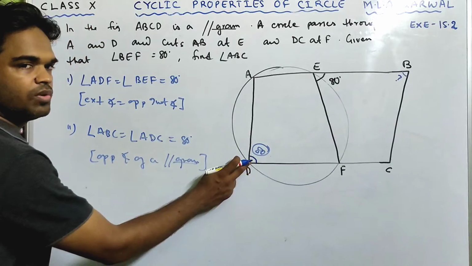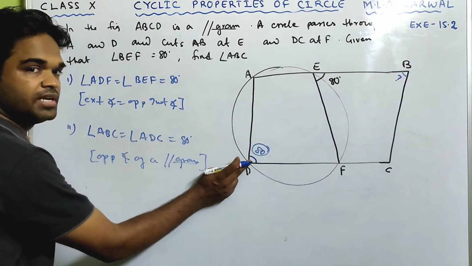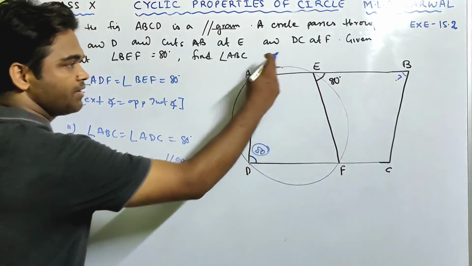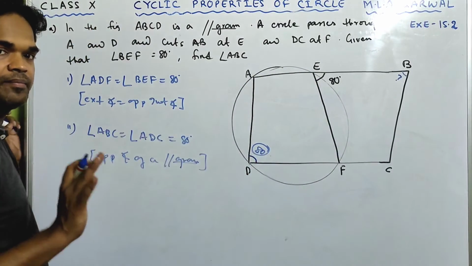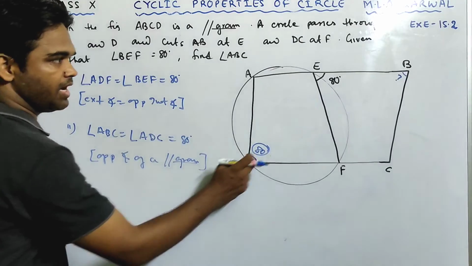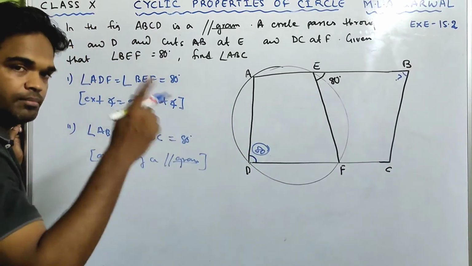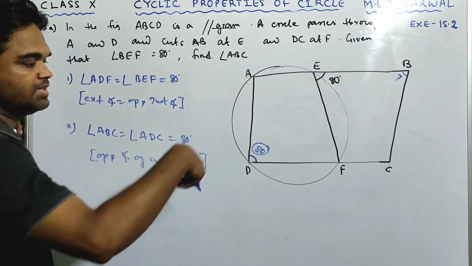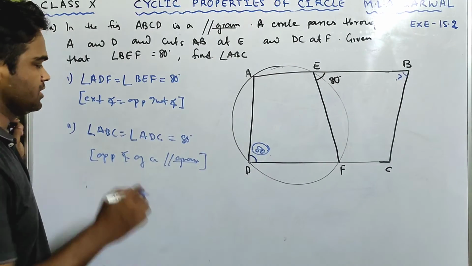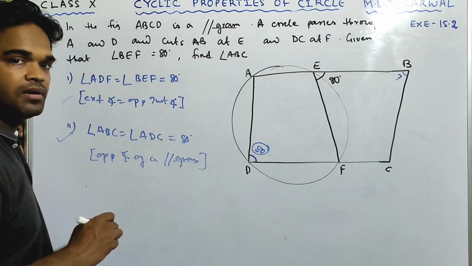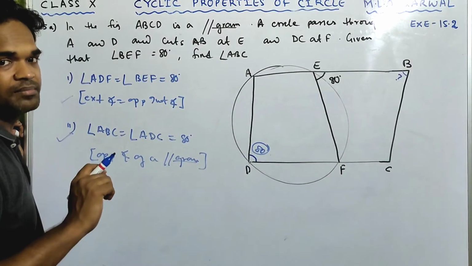This angle and this angle are equal. Exterior angle equals to opposite interior angle in a cyclic quadrilateral. Look carefully, ABFE is a cyclic quadrilateral. Once this comes out, then this angle and this angle will be equal, because ABCD is a parallelogram. Isn't it? Very easy. Two steps, this sum is done. Now let us look at the next sum.